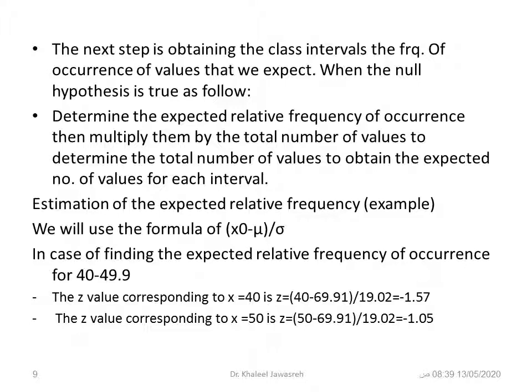In the case of finding the expected relative frequency of occurrence, for example the category 40 up to 49.9, the z-score corresponding to x equal to 40 is z equals 40 minus the mean over sigma. The mean, as I told you previously, is 69.91, over the standard deviation here, 19.01. It will yield minus 1.57. The z value corresponding to x equal to 50 is 50 minus the mean over sigma, and it will yield minus 1.05. This is the normal procedure to find the corresponding z values.